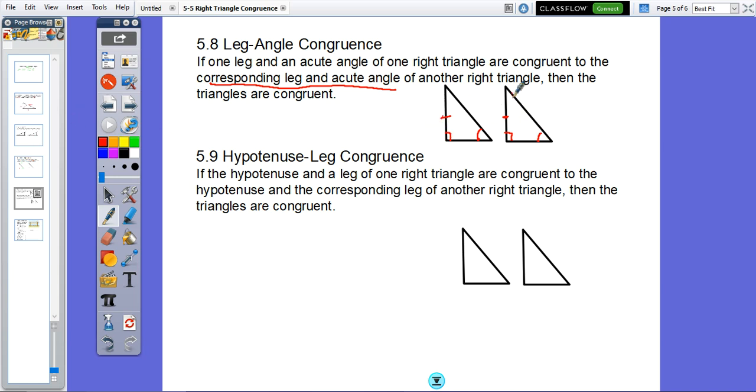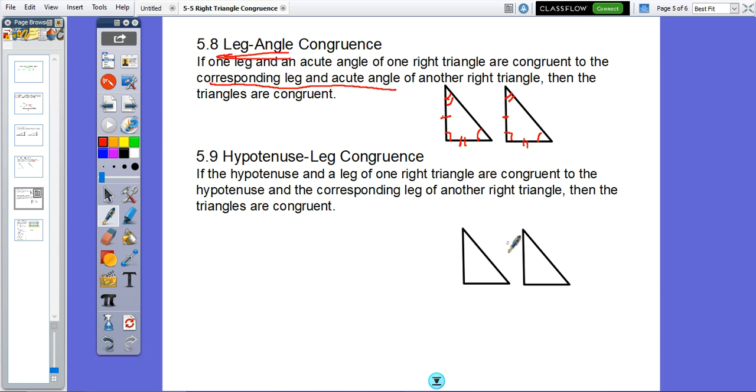We can't be mixing this angle with this angle and say, hey, these are congruent triangles. No. They have to match up. So that's very unique. Again, we can use any version of this leg and this angle with this leg and this angle, or this leg and this angle, this leg and this angle. It doesn't matter, as long as we're using the corresponding leg and angle. So we really need a leg and an angle.